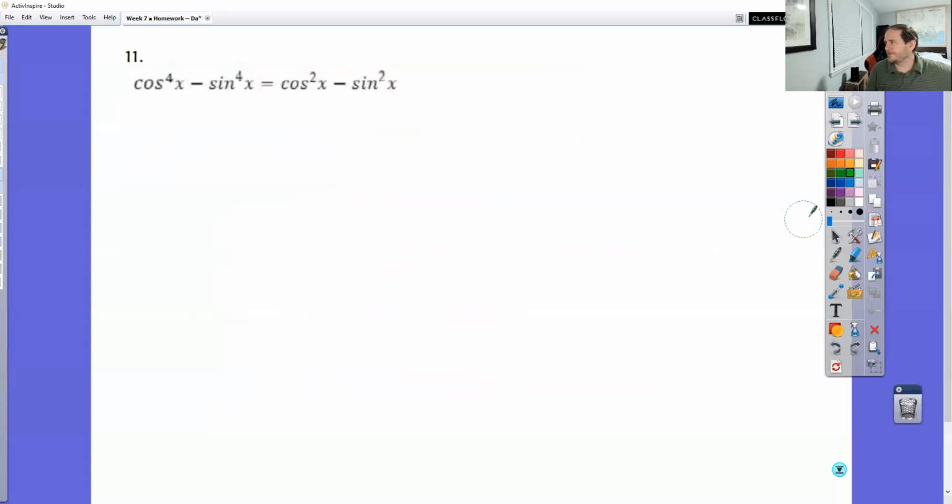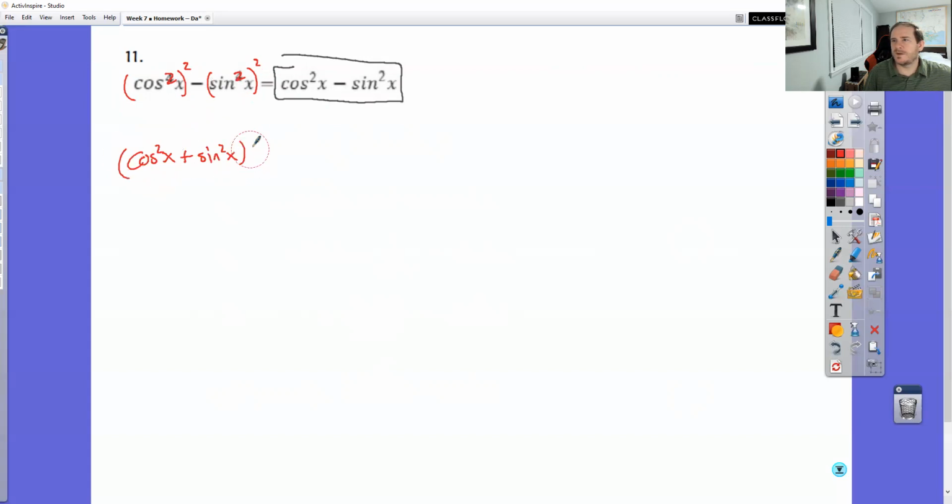All right. So for 11, you guys know that powers of 4, since they're even, are perfect squares. So this ugly left-hand side is a difference of squares that I can just factor. So I would lock this side down, factor this side. You can think of this as being a cosine squared, squared. This is a sine squared, squared. So when you factor this, you'll get cosine squared x plus sine squared x times cosine squared x minus sine squared x.